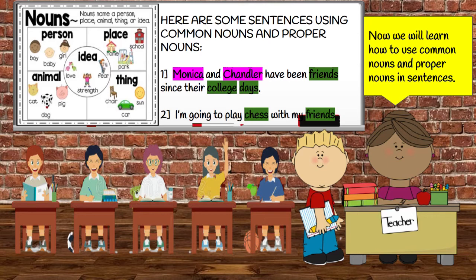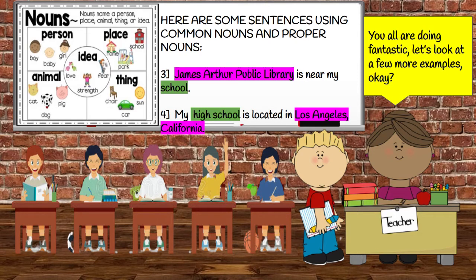Number two, I'm going to play chess with my friends. Chess and friends are common nouns. They're highlighted in green and they have not been capitalized. You all are doing fantastic. Let's look at a few more examples, okay?